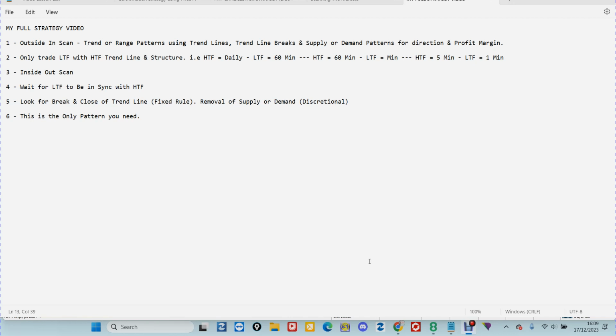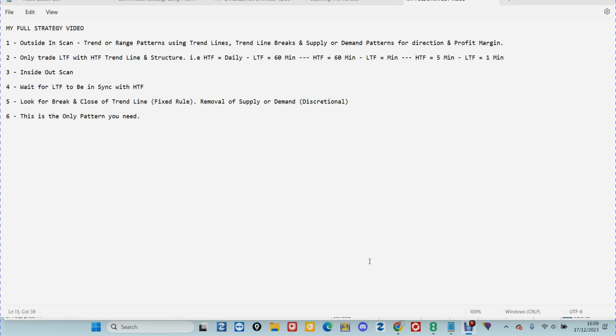And we're looking for trend range patterns using trend lines, which could be across for ranges or up or down for up and down trends. We're looking at trend line breaks, removal of supply and demand, and these patterns to give flip zones, and that will give us also the direction we're going in and also profit margin. So we're using the higher time frame that we want to trade.